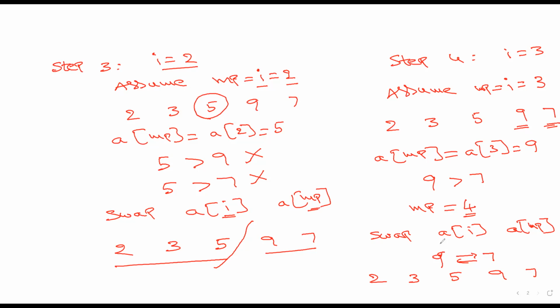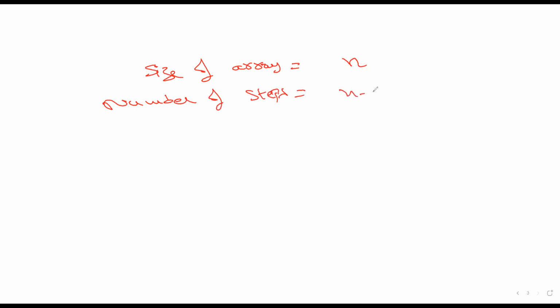Okay, so here, what is the size of the array we considered? Size of array is 5. Assume size of array is n. So how many steps? Number of steps is n minus 1. In our example, 5 elements, 4 are the number of steps we performed.